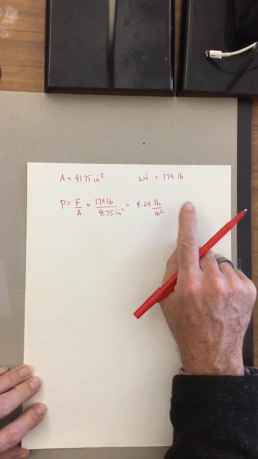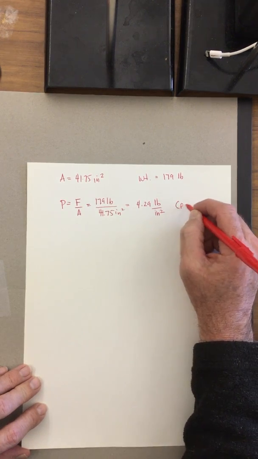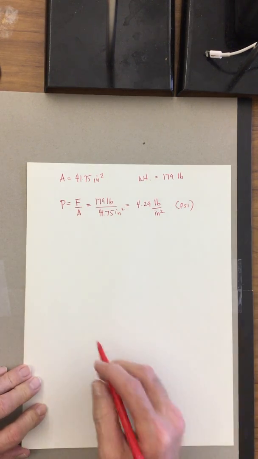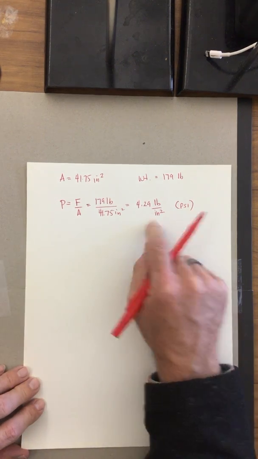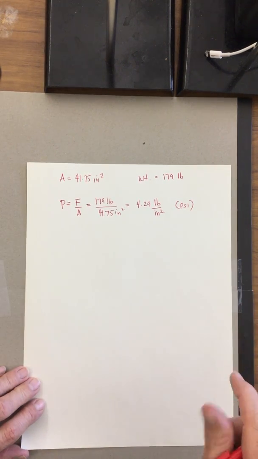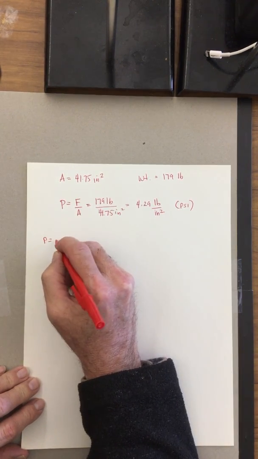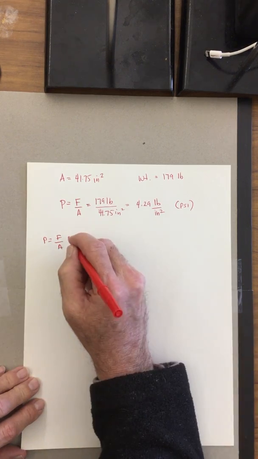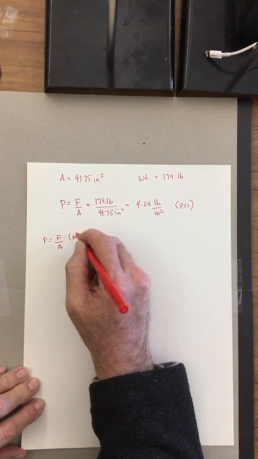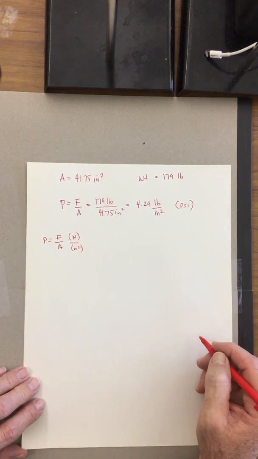So this is, again, the English. This is PSI, or we can say pounds per square inch, PSI. What we want to do, though, is we want to convert this pounds per square inch into pascals. So remember, pressure is equal to force over area, but we want to get this in terms of newtons and meters squared.